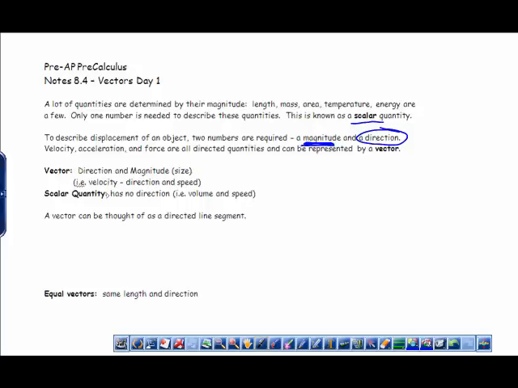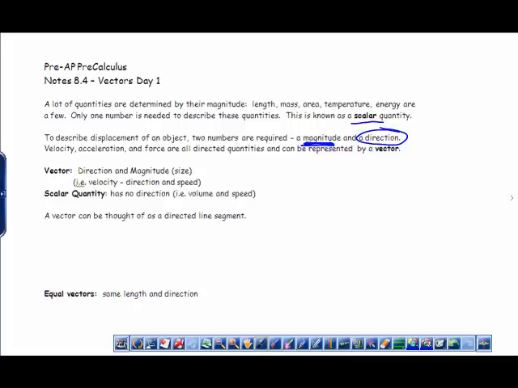Sometimes it's as simple as forwards or backwards, but usually, think about if you're driving in a car, you are going in a direction, like north, south, east, west, or southwest, so many degrees. That's your direction, and that's as important as your speed if you were trying to predict where a car would be after a certain amount of time. A scalar quantity doesn't have direction, so think about volume. Or if you were just talking about speed, that doesn't have direction, so that's the difference.